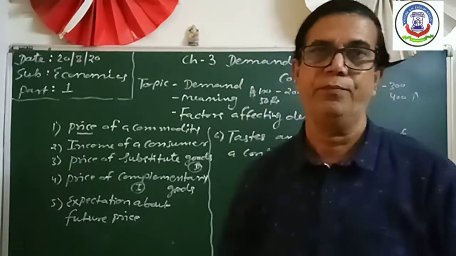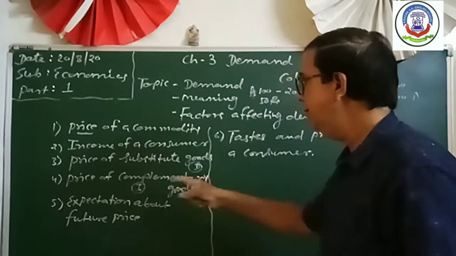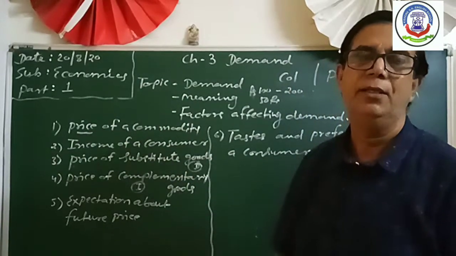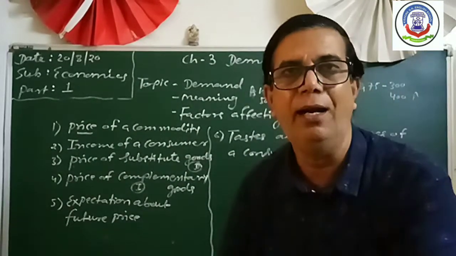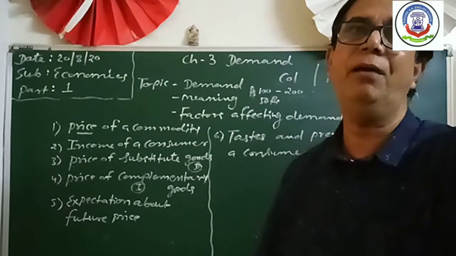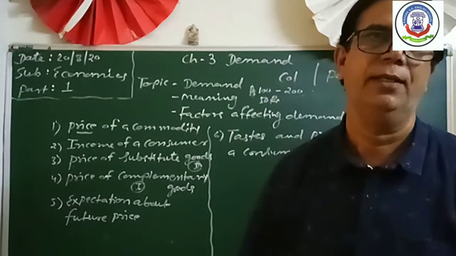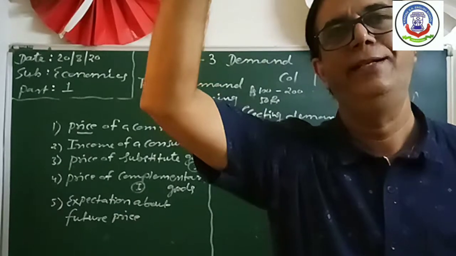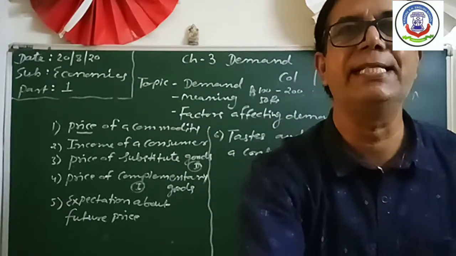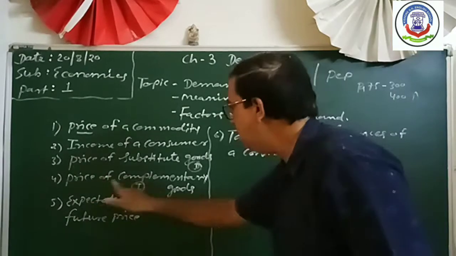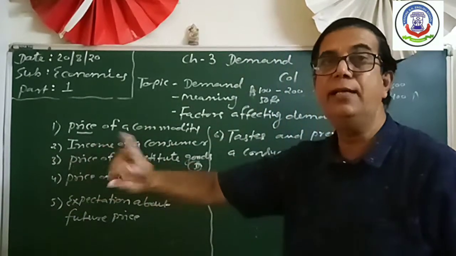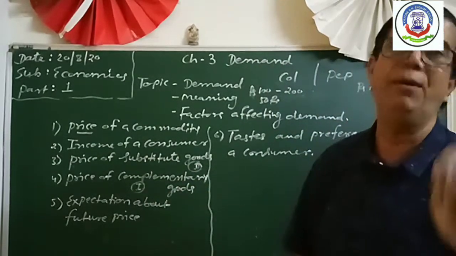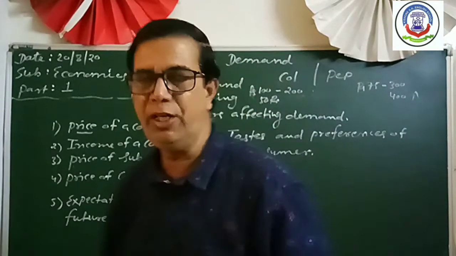So for the price of complementary goods, there is an inverse relationship between price and demand. If the electricity bill increases, then the demand for AC decreases. In the same way, if the price of SIM card increases, then the demand for mobile decreases. So there is an inverse relationship between the price of complementary goods and demand. Other examples we can see.